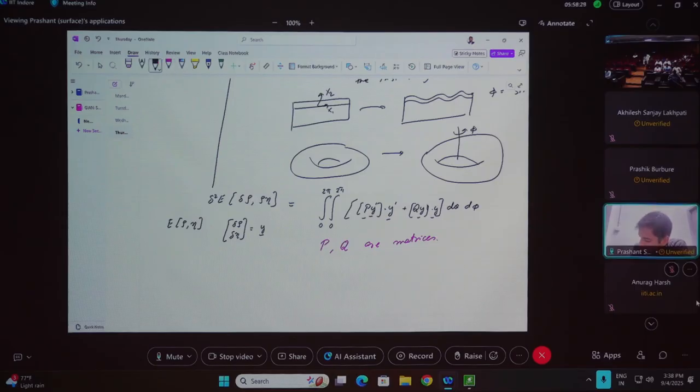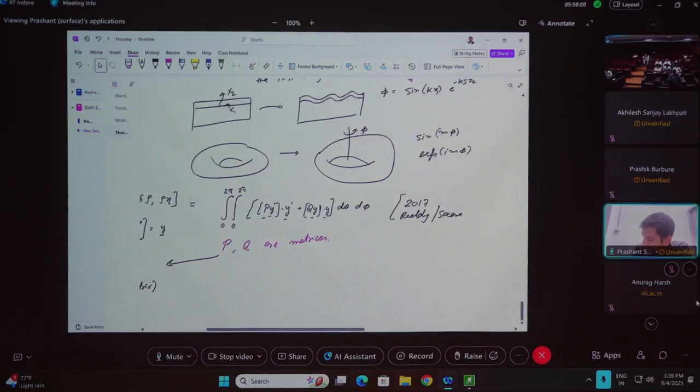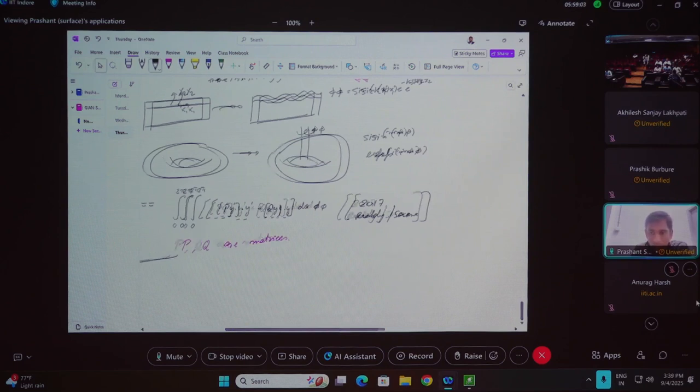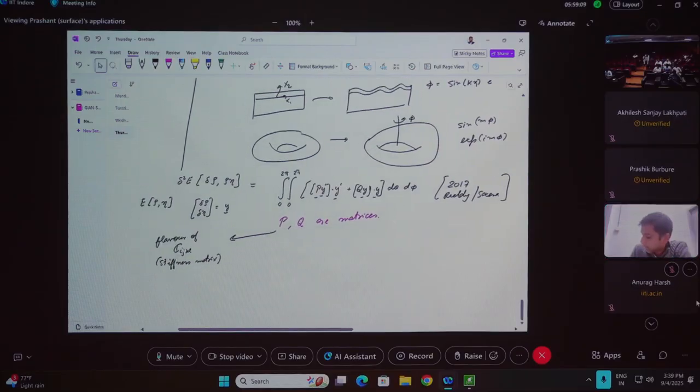And P, the matrix P, it has the flavor of your C_ijkl. So matrix P is very much like your stiffness matrix. And by the way, this is from my paper, 2017, with Grade D. So you can look at the details in that paper. I'm just showing you the outline. Okay? So P and Q are some matrices that you can calculate.